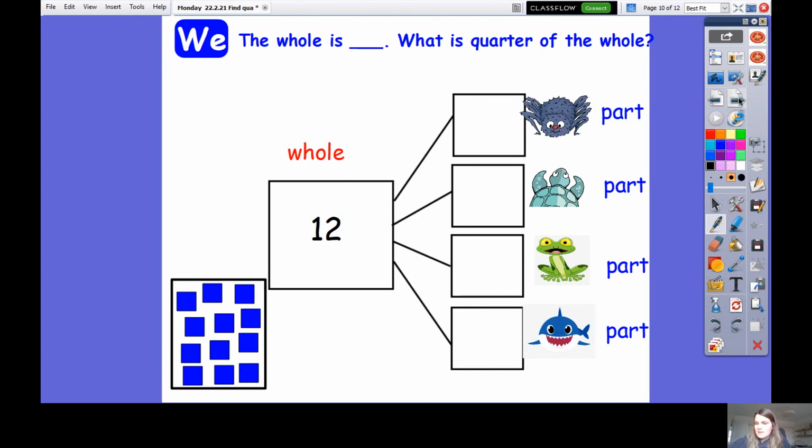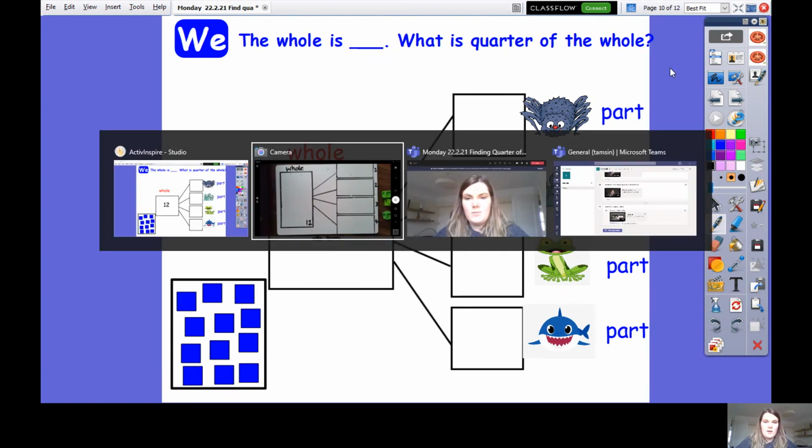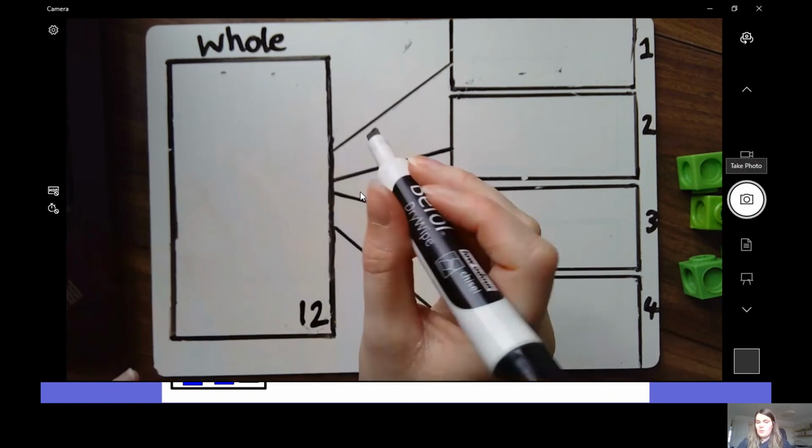Well done. My number is 12. How do we know it's 12? It says 12, or we can count the cubes. Fantastic. So, what do I need to do first? I need to draw my whole. So how many am I drawing for my whole?